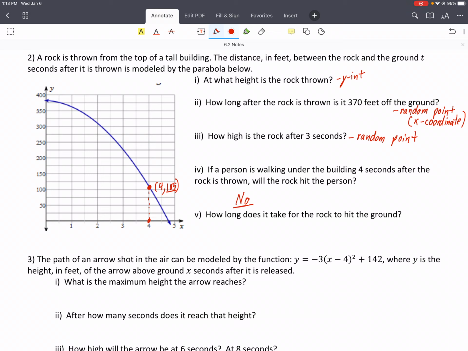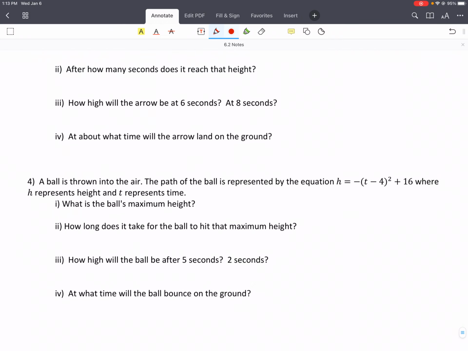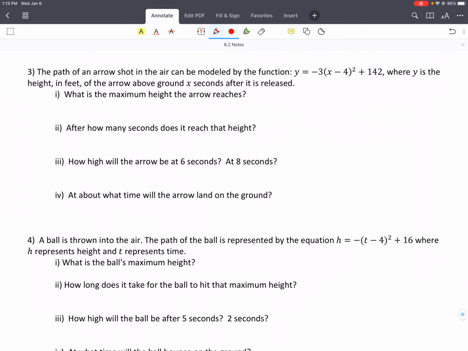How long does it take for the rock to hit the ground? That is an x-intercept. Okay, so that's how we do it based off of the graph. Now, as you can see in numbers 3 and 4, the path of an arrow shot in the air can be modeled by the function y = -3(x - 4)^2 + 142, where y is the height in feet of the arrow above the ground x seconds after it's released.